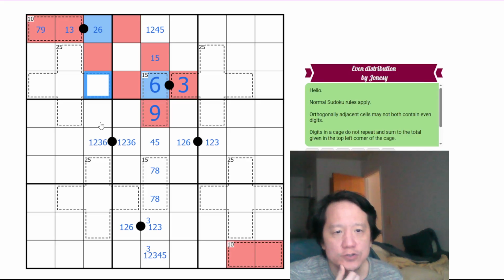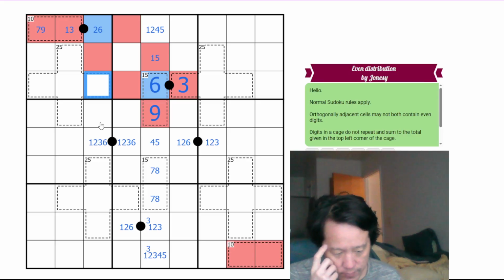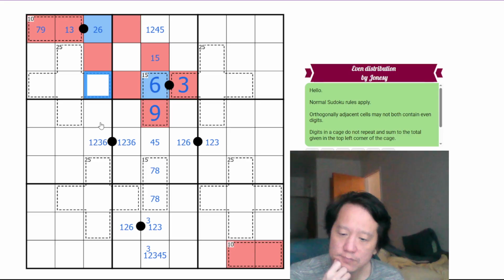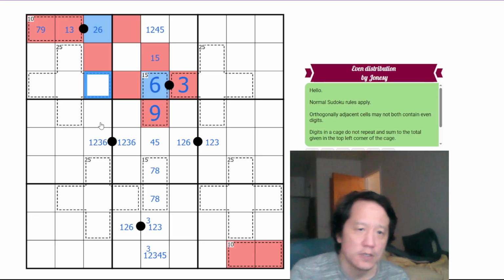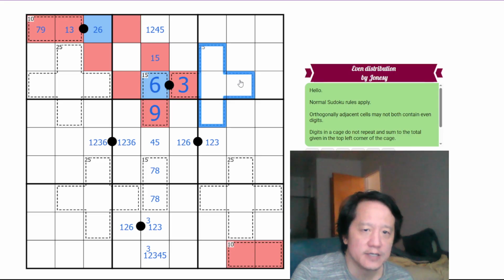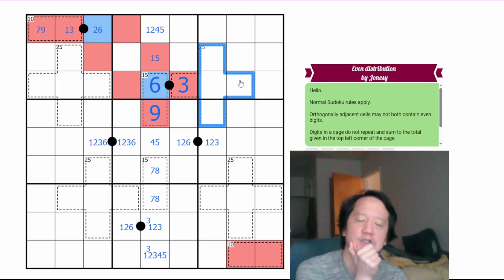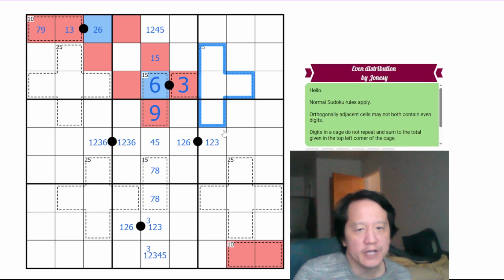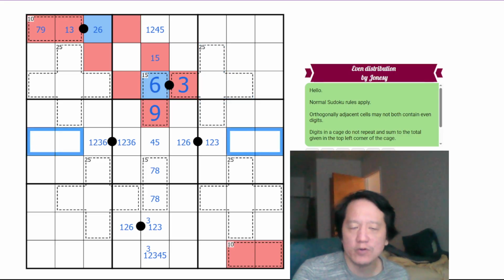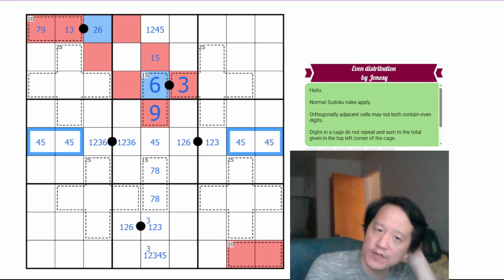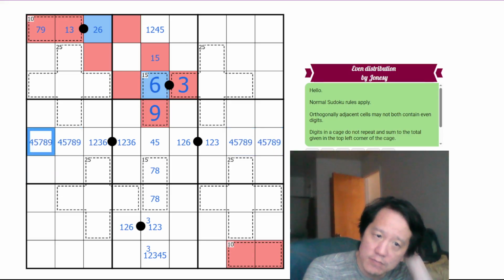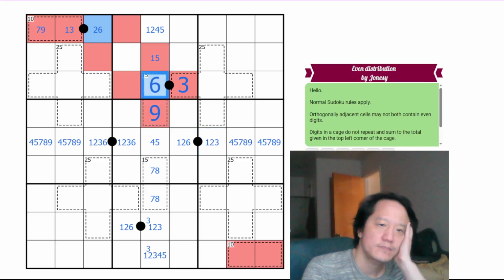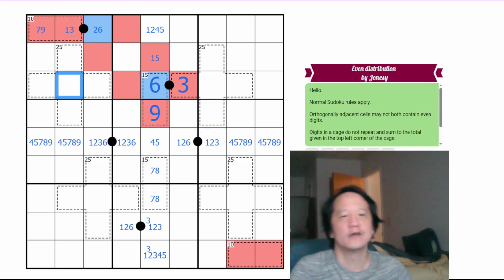What else do we have? The rest of this adds up to 22. Does that really help us any? Not particularly. Remaining digits in row 5. We have 4, 5, 7, 8, 9. Not too helpful there.